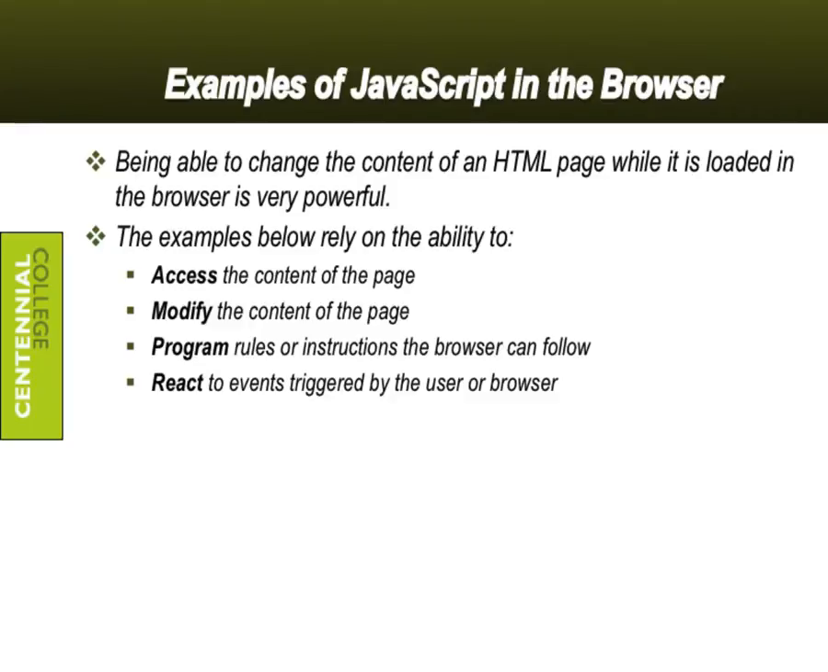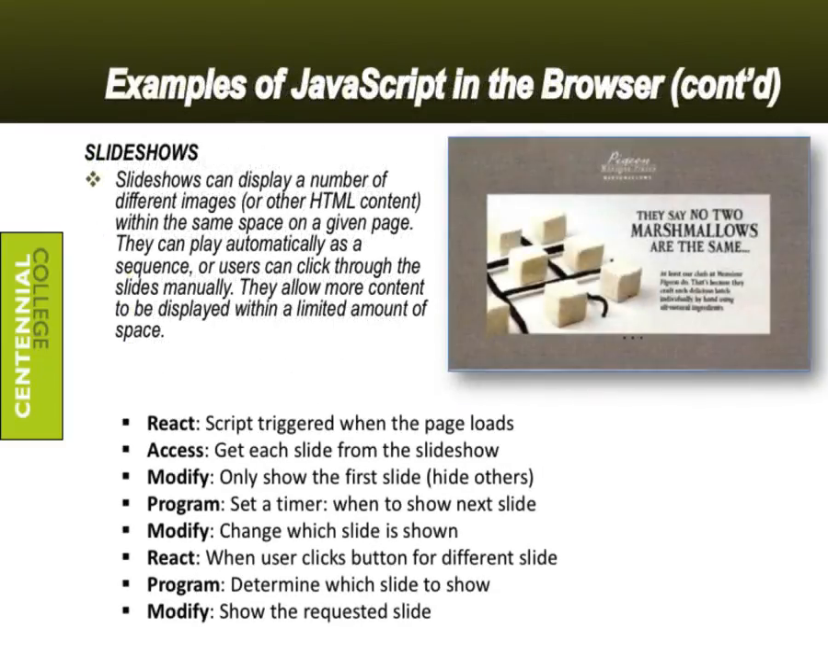So again, let's look at these 4 things when we talk about JavaScript. Access: we have access to content on the page. Modify: we're going to do that. There are program rules or instructions that we're going to use to change things. And then we react to events that are triggered by the user or the browser, right? These are all 4 things that, even though we're not just doing pure JavaScript, are exactly the same whether we're doing it here or for a game, right?